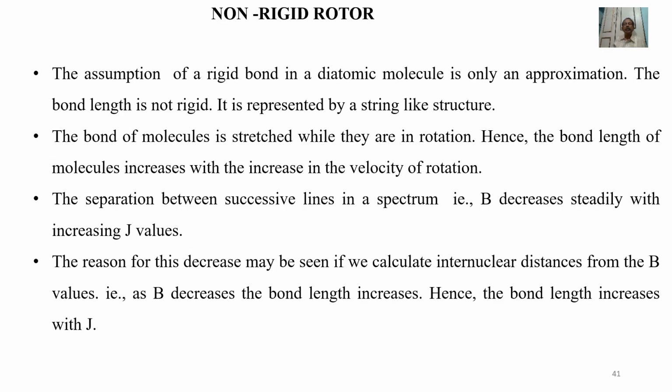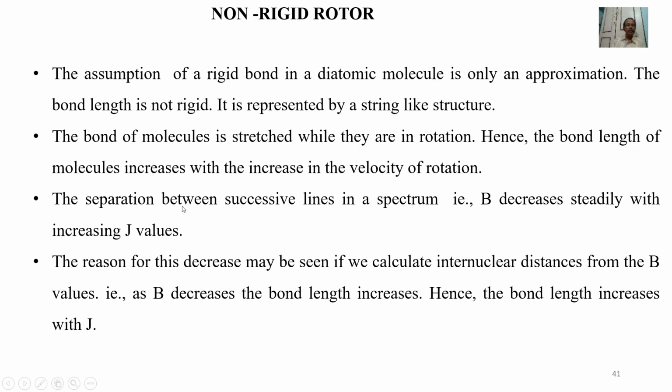Now we will go into non-rigid rotor. The assumption of a rigid bond in a diatomic molecule is only an approximation. So we approximated when we studied the rigid bond. Actually speaking, the bond length is not rigid. It is represented by a string-like structure. It is an elastic one. The bond of molecules is stretched while they are in rotation. Hence the bond length of molecules increases with the increase in the velocity of rotation.